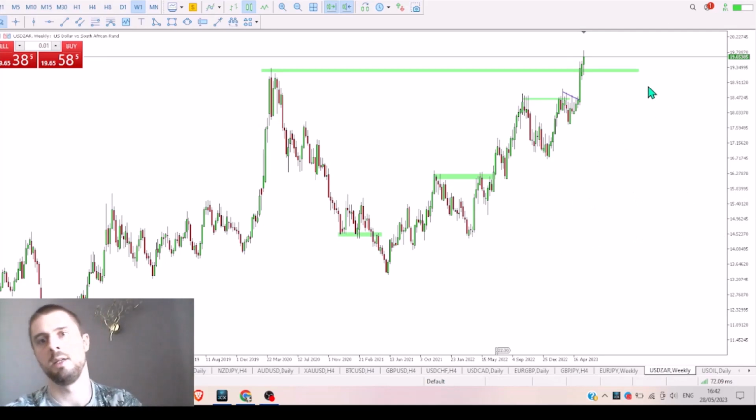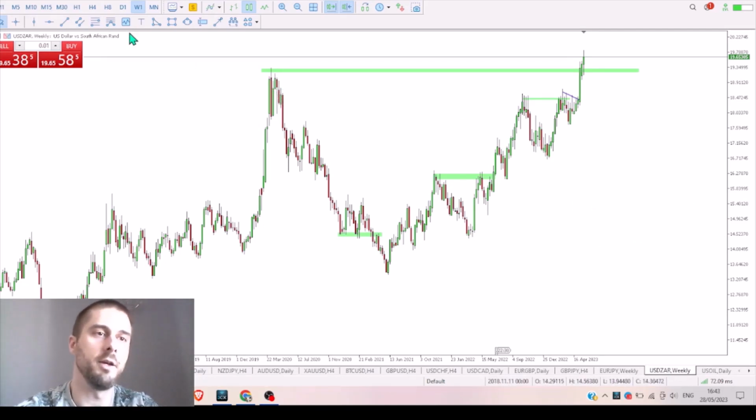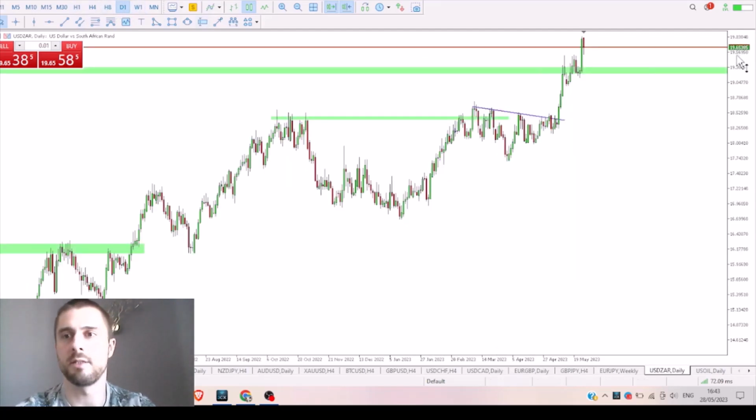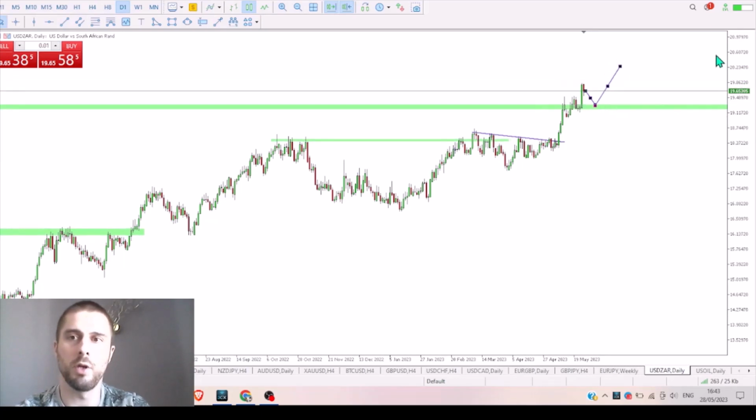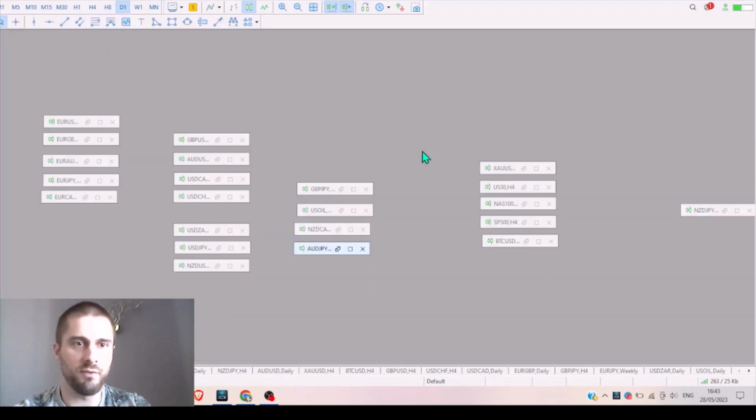USD ZAR. Here we have broken a very important area of resistance, so now it becomes support, and if we somehow come back to this area, we can look for bullish signals for a further continuation to the upside. Okay, and that's for now, guys.